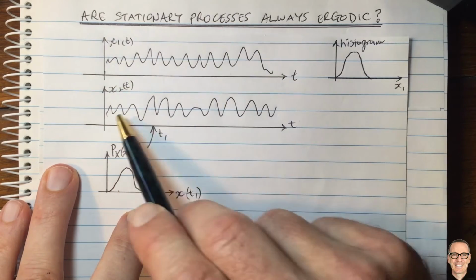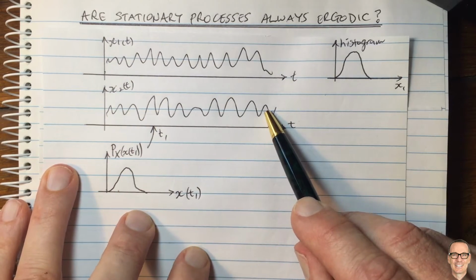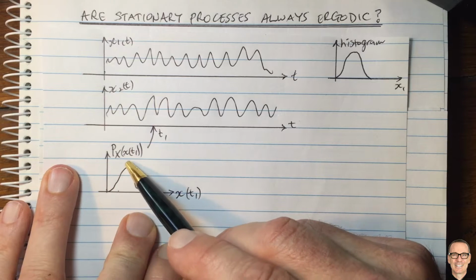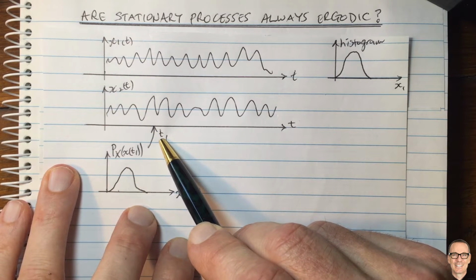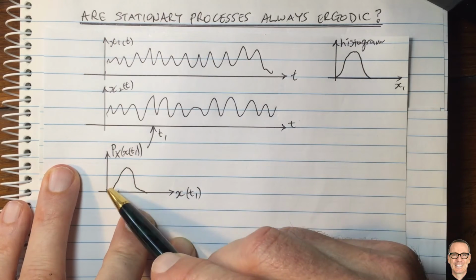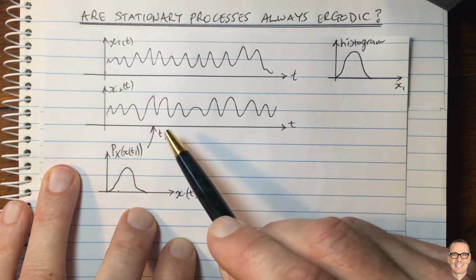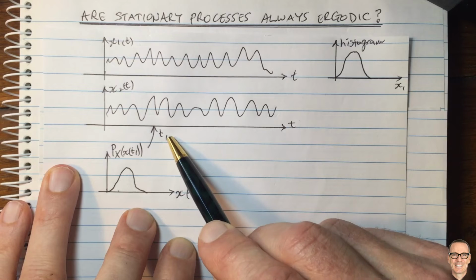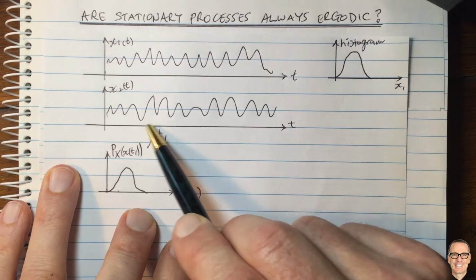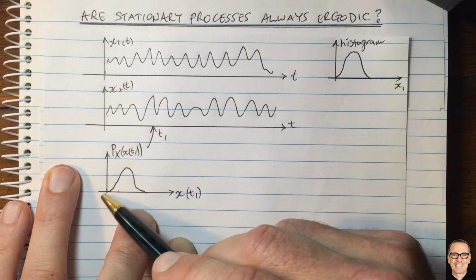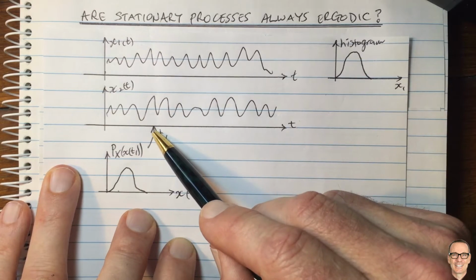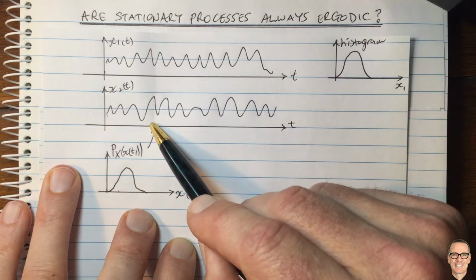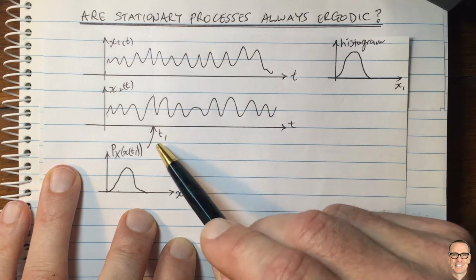Here I've shown two samples of a random process, and I'm showing the probability density function at a given time t1. If the process is stationary, then this density function is the same no matter the value of t1. So if t1 was any of these values of time, you'd have the same density function for the random variable at that time, the random value of the process at that time.